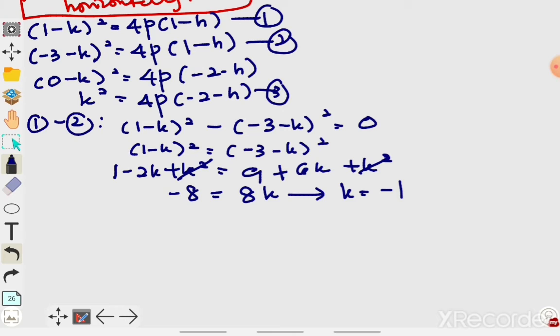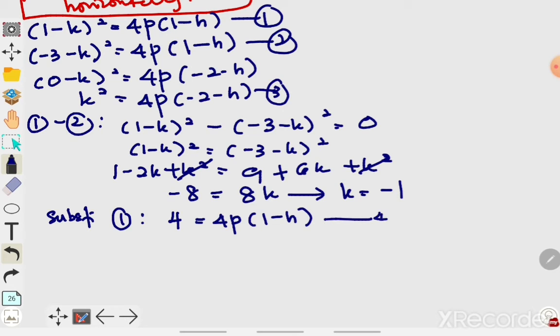Let's substitute into the first, second, and third equation. Let's substitute into the first. Then the first is what we have here: 1 minus negative 1, so this equals 2. 2 power 2 is equal to 4, equals 4p times (1 minus h). So this is from the first equation. Now it becomes the fourth equation.